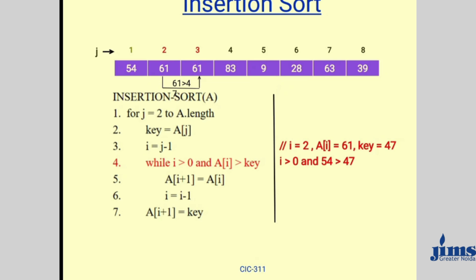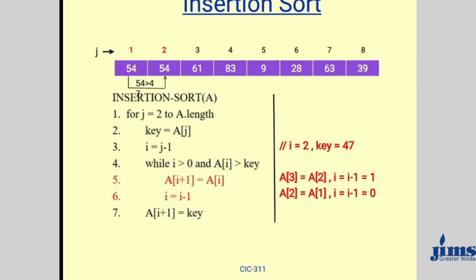61 is shifted to the right, it has overwritten 47. Similarly, on the left is the value of 54. Again 54 will be compared with 47. Then what will be happening? 54 will again be shifted to the right because it is also greater than 47. Now we have reached the dead end, that is i gets to be equal to 0 now.